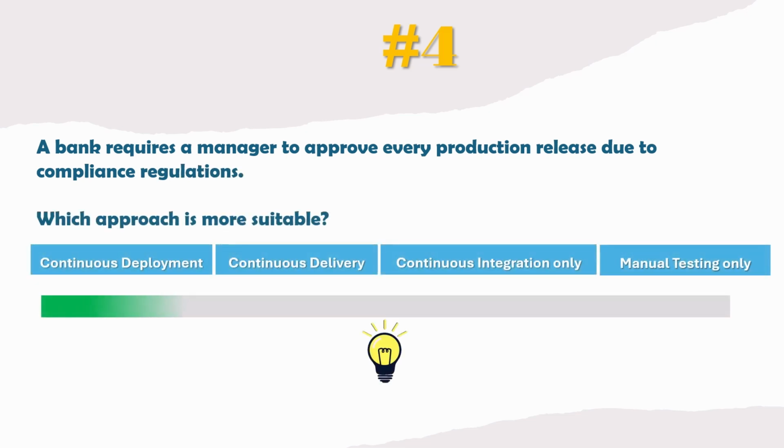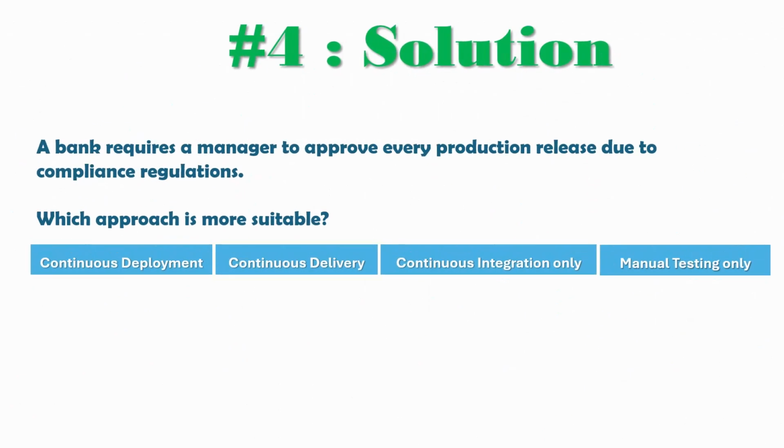A bank requires a manager to approve every production release due to compliance regulations. So this is continuous delivery. Banks operate in highly regulated environments where every release must be reviewed and approved. Continuous delivery supports this requirement because deployments are prepared automatically but still require a manual approval before reaching production.